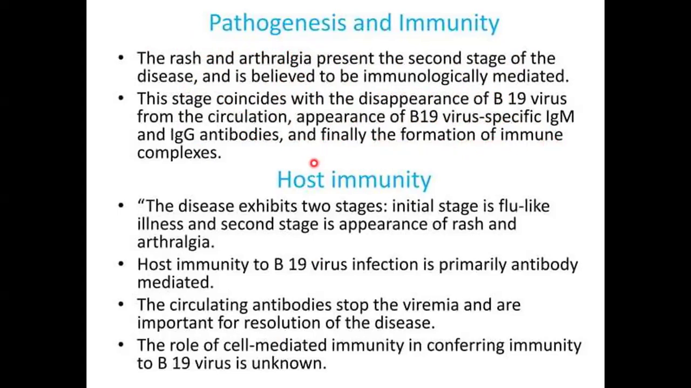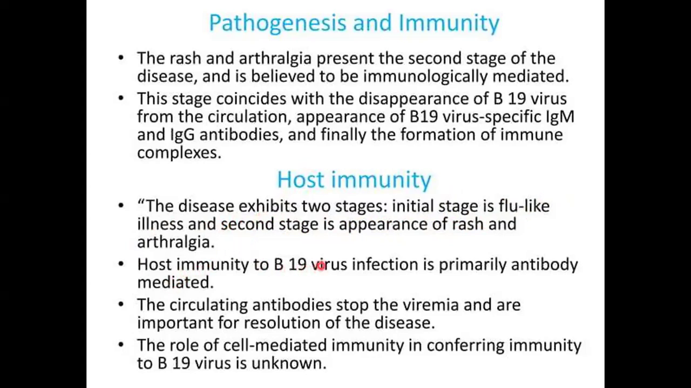So, regarding host immunity, the disease exhibits 2 stages. The initial flu-like illness is mediated by the viremia, and the second stage is the appearance of the rash and arthralgia, which is mediated by the specific IgM and IgG antibodies.